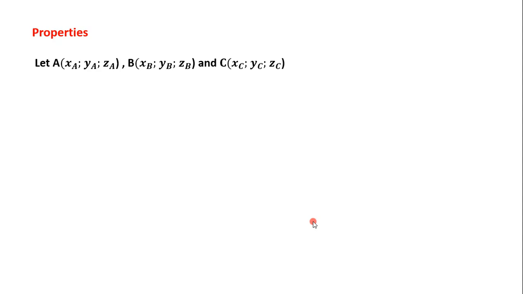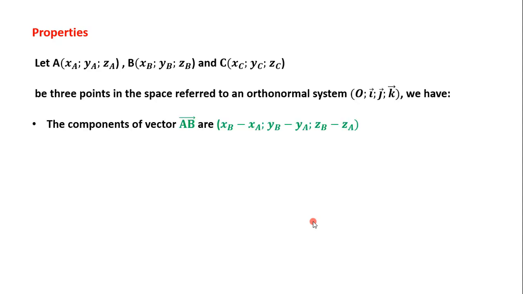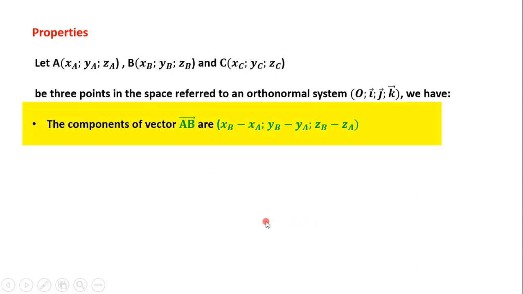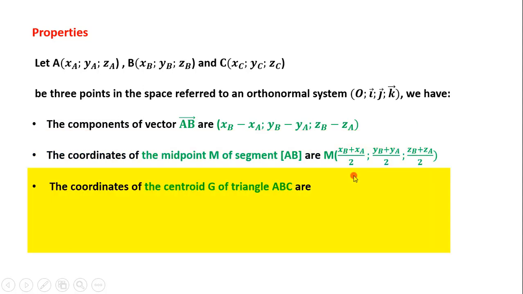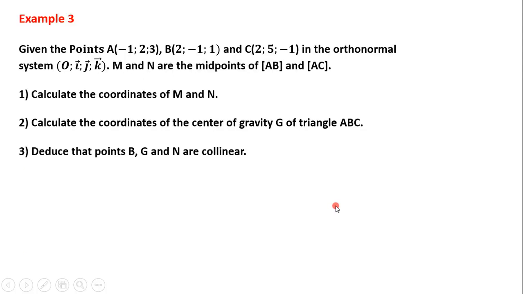Properties. Given the 3 points A, B, and C in space, the components of vector AB are xb minus xa, yb minus ya, and zb minus za. The coordinates of the midpoint M of segment AB are the following, and the coordinates of the centroid G of triangle ABC are the following. Remember that the centroid of a triangle ABC is the intersection point of the three medians in this triangle, and a median is the segment that joins a vertex of the triangle to the midpoint of the opposite side.